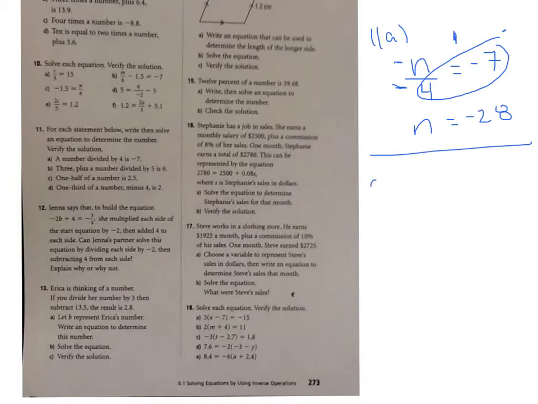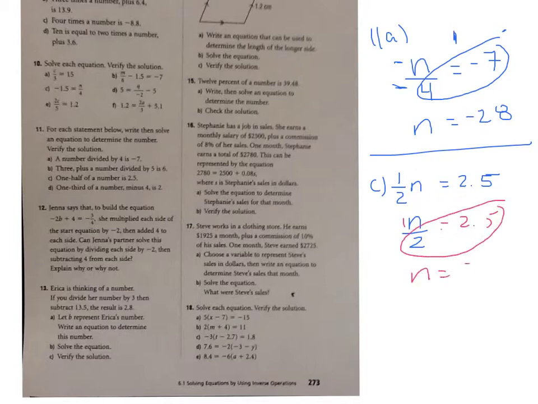Let's try C. It says half of a number. Half of a number is 2.5. Probably a better way of writing this is, we know that there's a 1 here, but we don't have to show it. So this is still half of a number, and this is going to be equal to 2.5. And we can do our cross multiplication again to get 5.